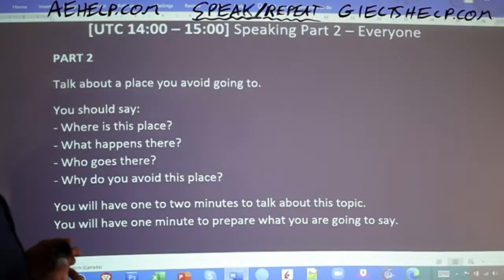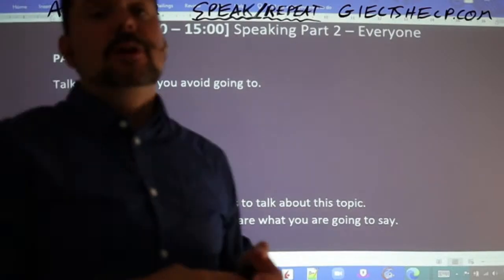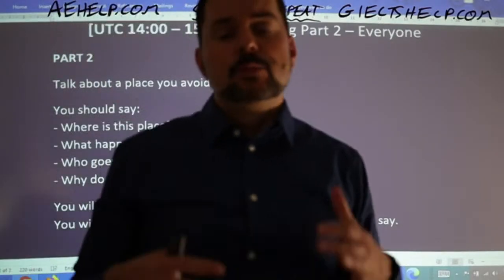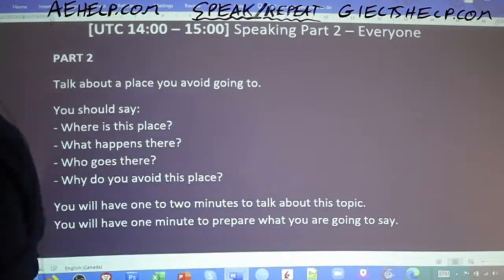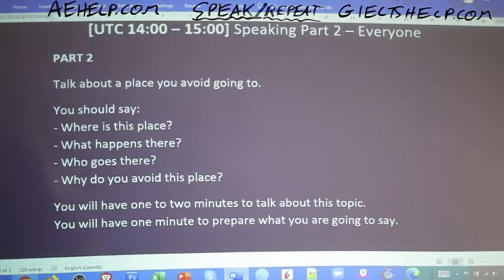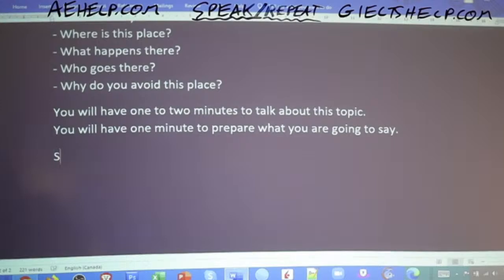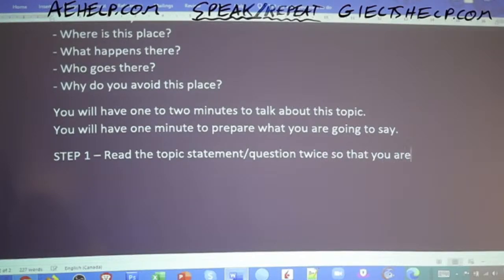Okay. Now, there's a very clear strategy for part 2 cue card to approach that band 9, and we're going to go through that with the members today, step by step. So members, when you get this cue card and the examiner reads that topic sentence and you read that topic sentence twice, so that's your first step. Step 1, read the topic statement question twice so that you are absolutely clear on what you need to talk about.